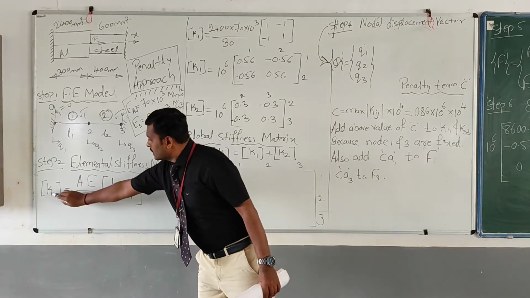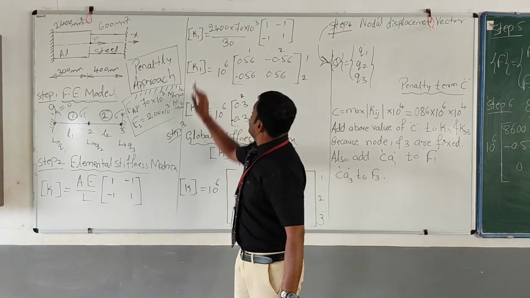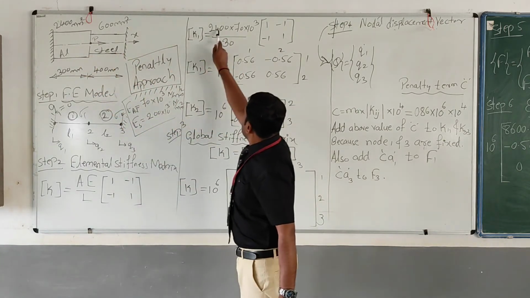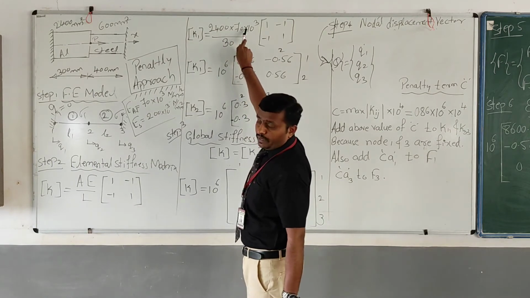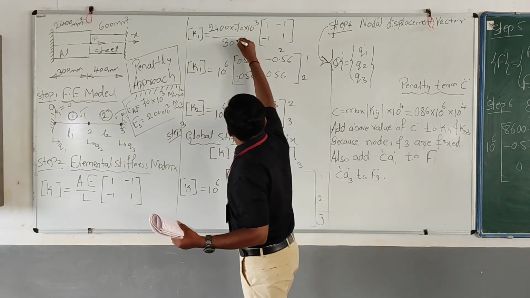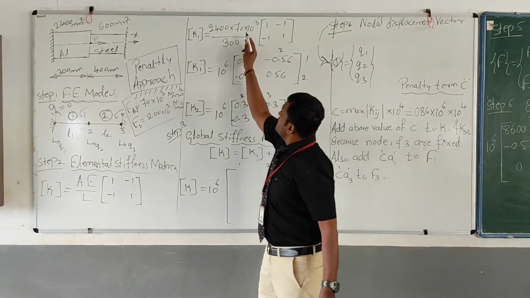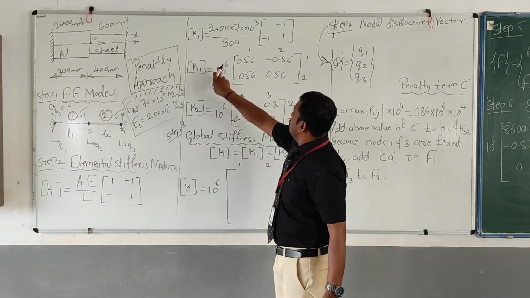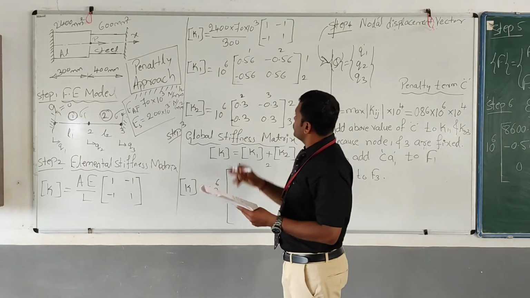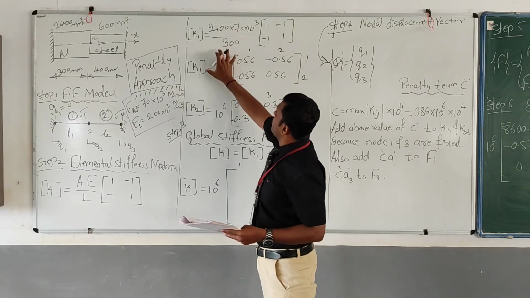Now K1, that is the elemental stiffness matrix for element number 1. K1 equals cross-section area, which is given to you as 2400 millimeters square, and Young's modulus 70 into 10 to the power of 3. Length is 300 millimeters. So multiply this, you will get 0.56 into 10 to the power of 3. This entire thing is 0.56 into 10 to the power of 6.